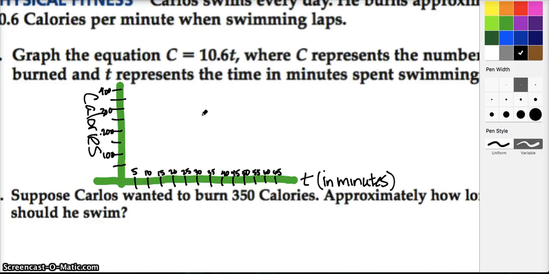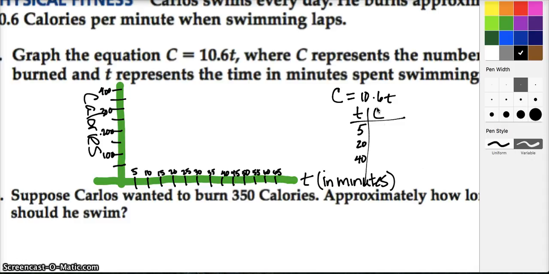All right, and so to graph this, basically we're going to think about doing a table. So the calories would be equal to 10.6 times T. It's a linear equation, so I can plot a few points and then draw a line. I'll put my T value here and my C value here, and I'll choose some values for T. Let's say 5, 20, and 40, and I'm just going to multiply these values with 10.6, right? Because T times 10.6 is going to give me the C value, correct?